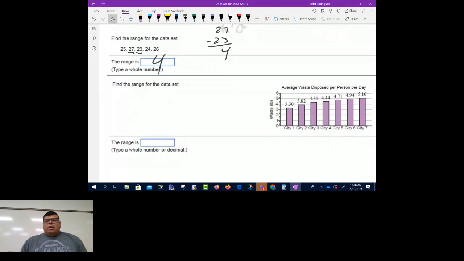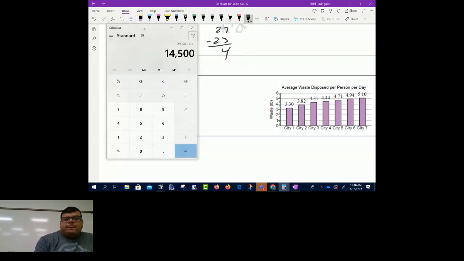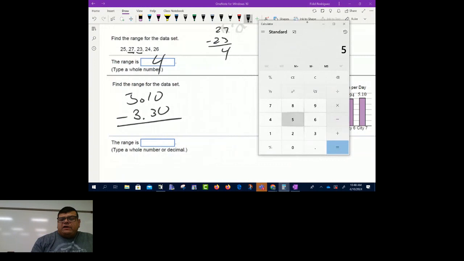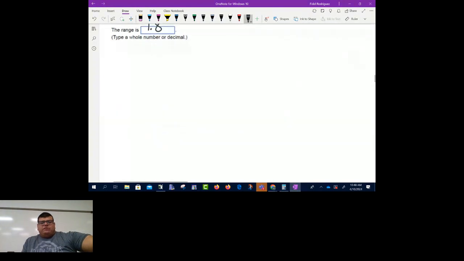Okay. Let's see. Here's another problem. We got a bar graph, right? We got average waste disposed of per person per day. So a bunch of cities, 7 cities. Let's find the range. Y'all, the biggest number, 5.10. The smallest number, 3.30. So let's try that. 5.10 minus 3.30, 1.8. That's just what the range is, y'all. Take the biggest number minus the smallest number, okay?